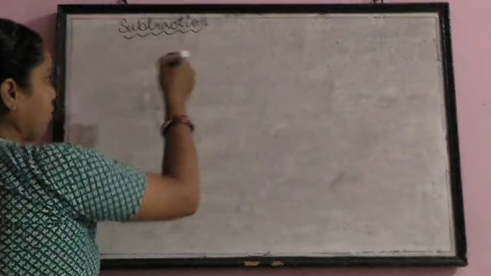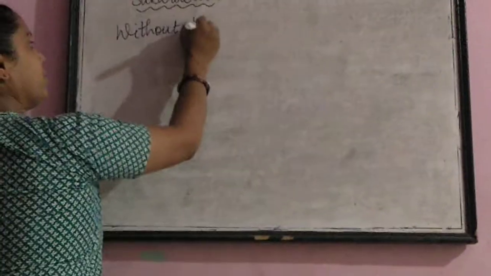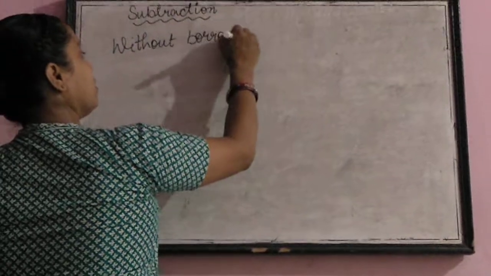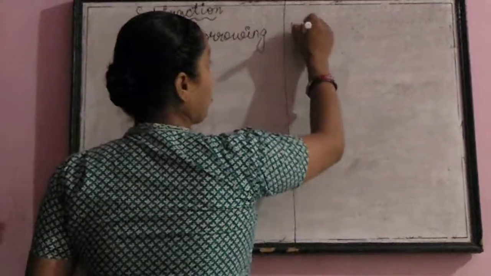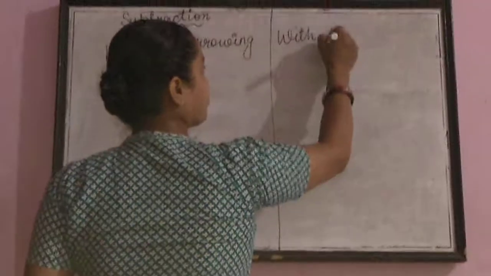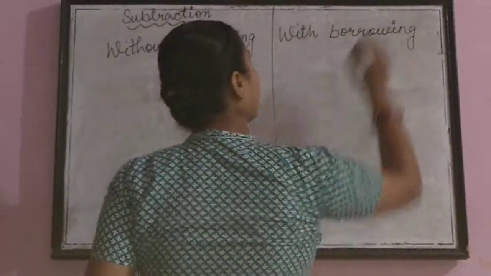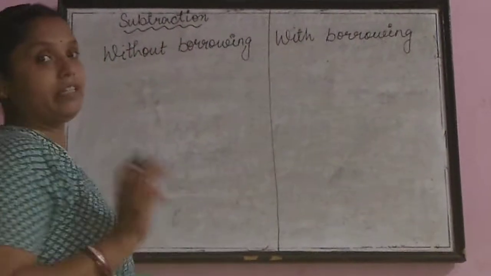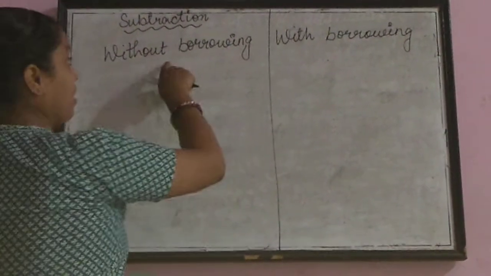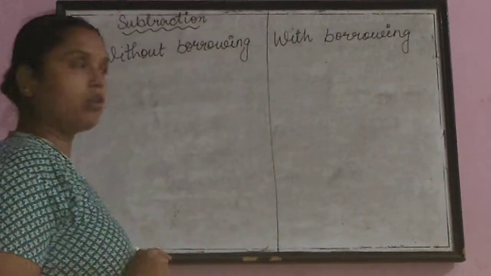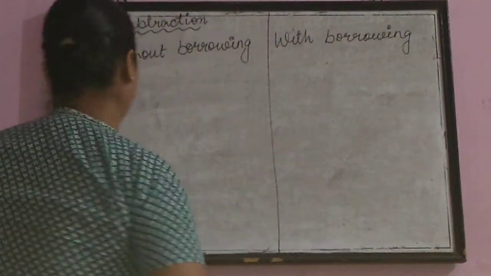There are two ways of doing subtraction, children. One is without borrowing, and the second one is with borrowing. Like we did addition, having without carry and with carry, similarly, the subtraction process will be done without borrowing and with borrowing. Now, I will be explaining both the processes by taking one example.